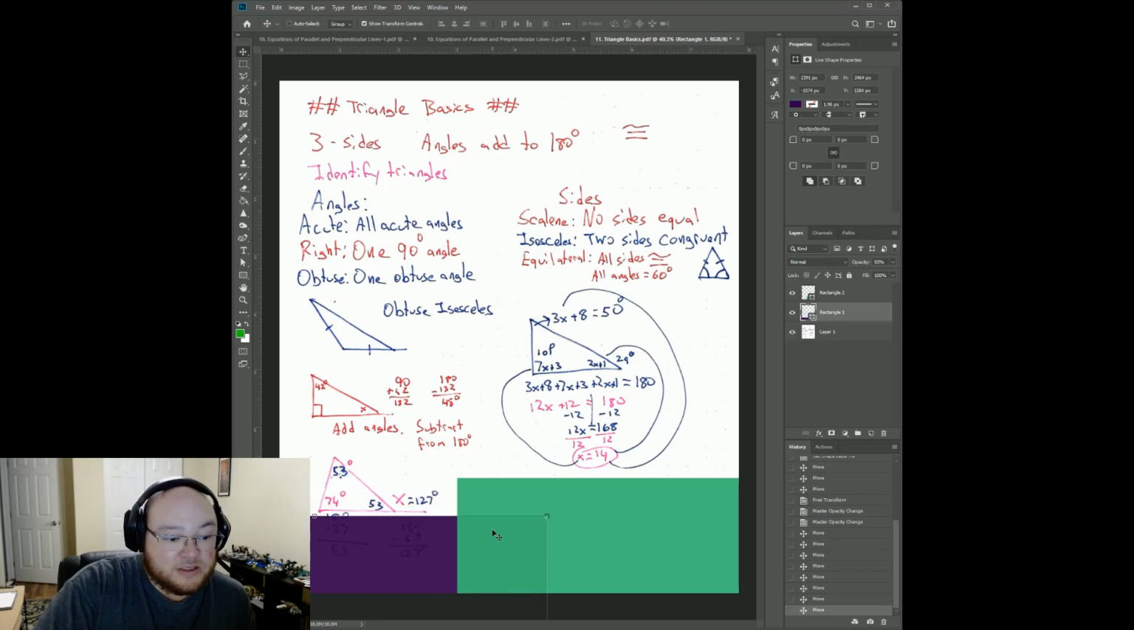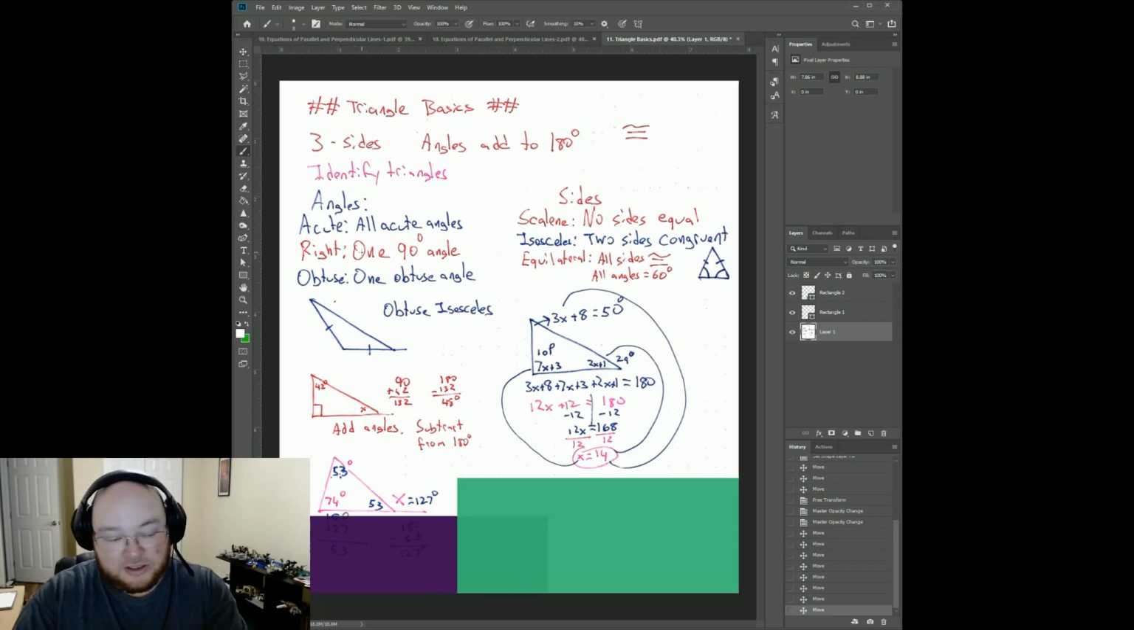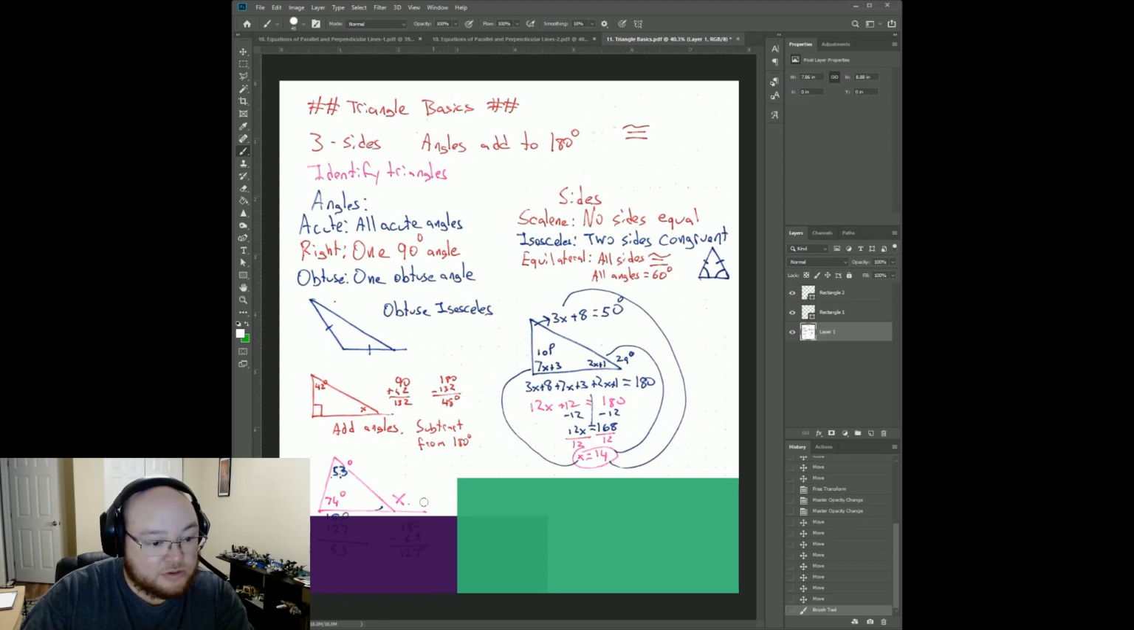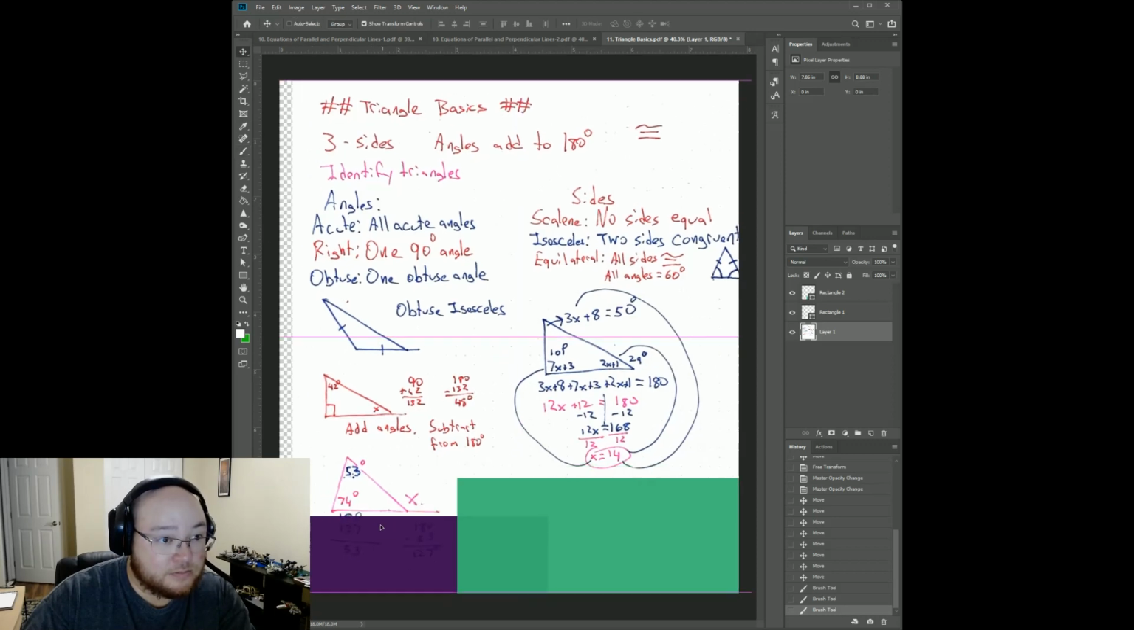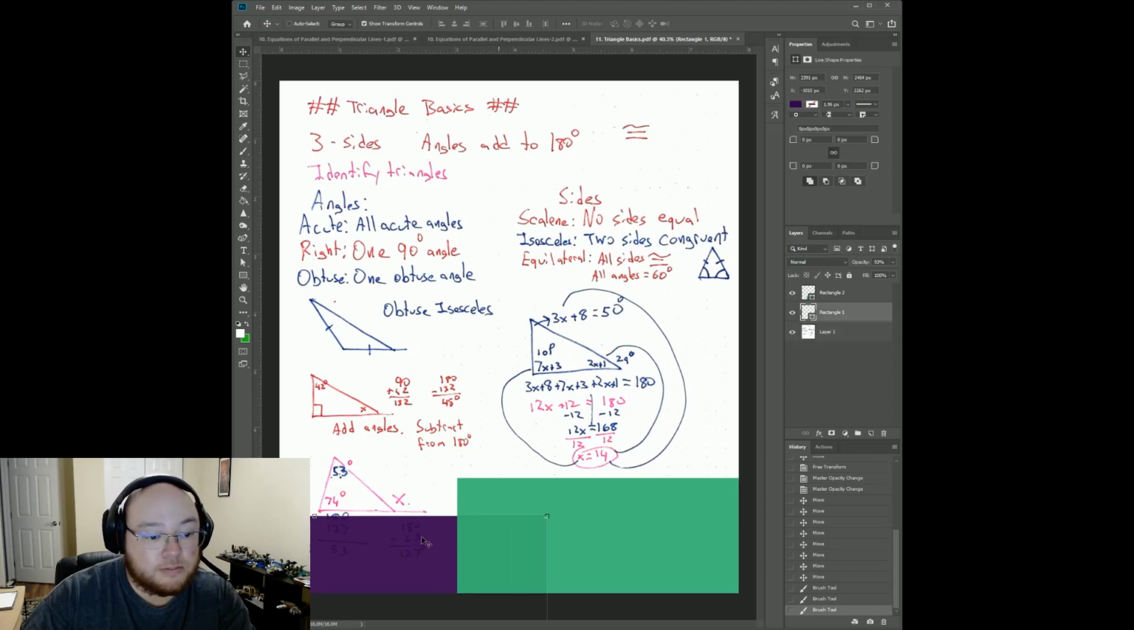Lastly, I could give you a missing angle on the outside. What it actually looked like at the beginning was this. And I did not give you this last angle. But it's really the same thing we just did here. We're going to find that last angle by adding these two numbers up.